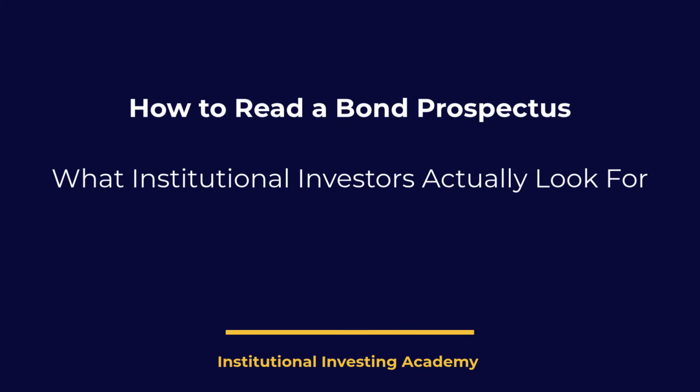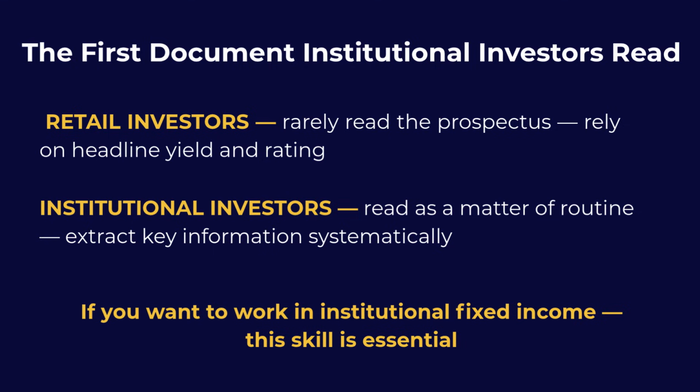When an institutional investor considers buying a corporate bond, the first document they read is the prospectus. It is the legal document that describes everything about the bond, its structure, its risks, its legal protections, and the financial health of the issuer. Most retail investors never read a prospectus.